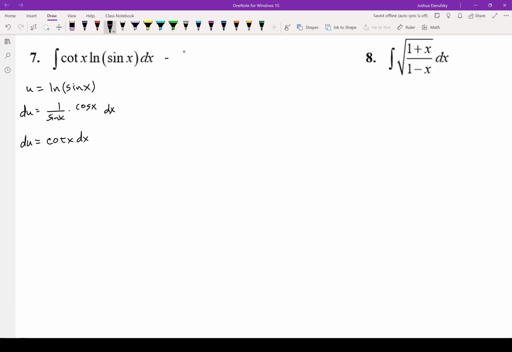So this simply becomes the integral of u du, which will give us 1/2 u squared plus c, which is equal to 1/2 the ln of sine x all squared plus c.